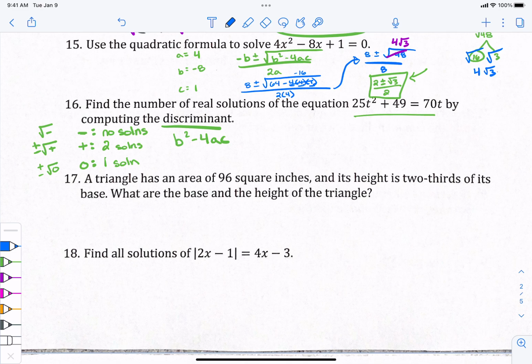You have to add the 7. Yep, minus the 70t over. So we've got 25t squared minus 70t plus 49 equals 0. And then we got to do our ABC stuff. All right, if you need to write it out, A is 25, B is negative 70, and C is 49. These are huge numbers.